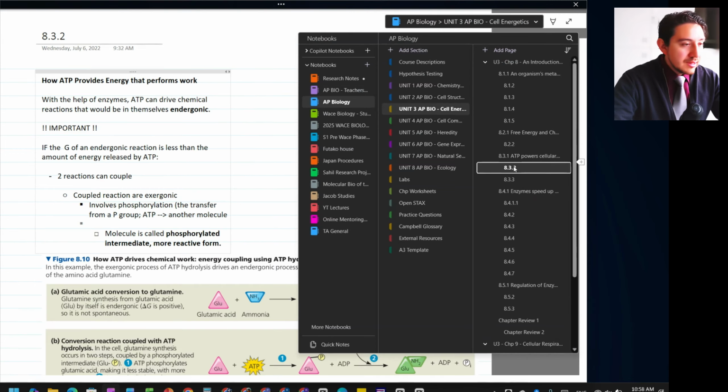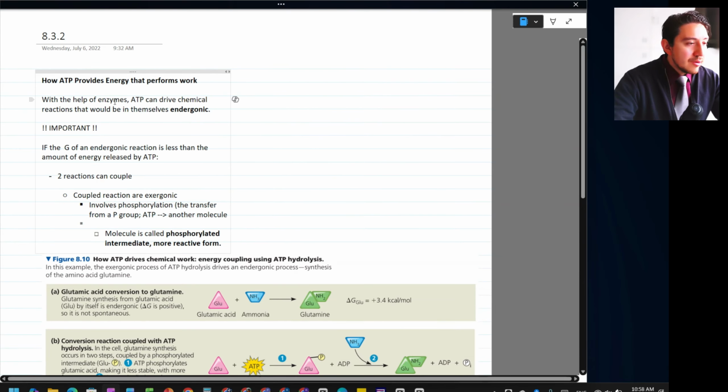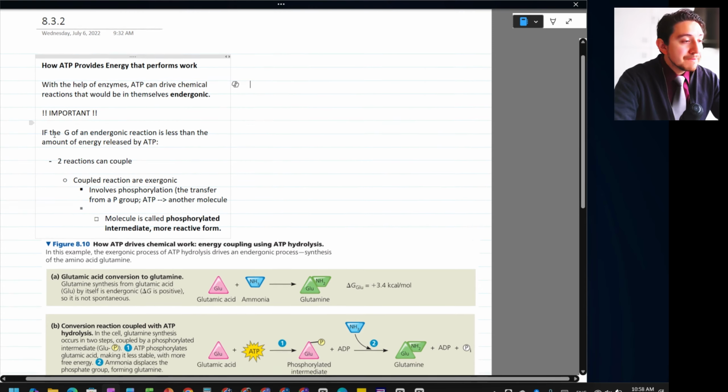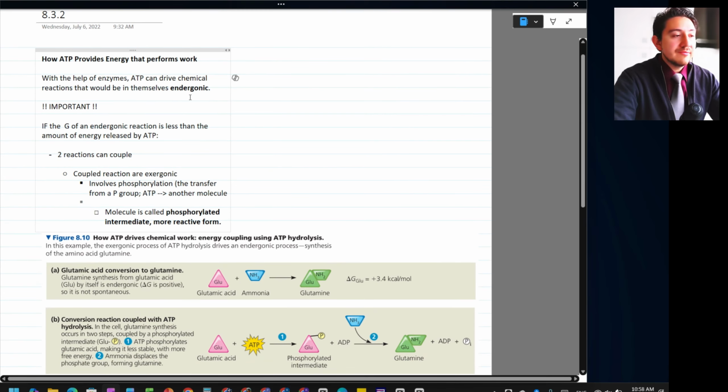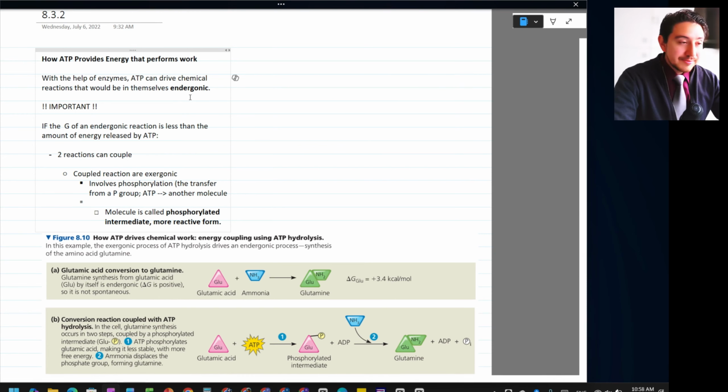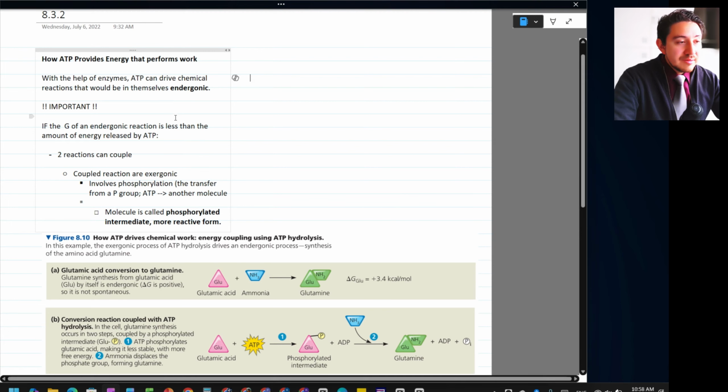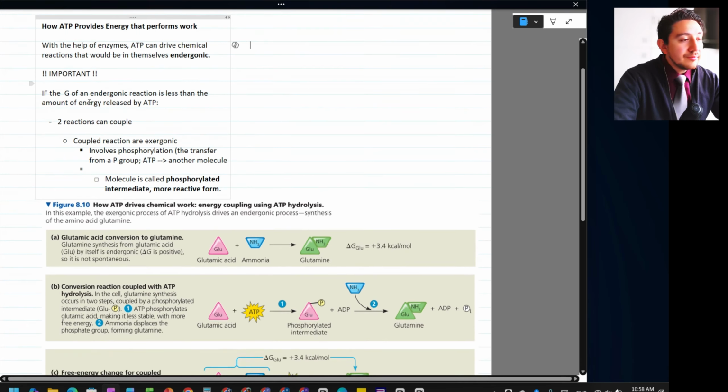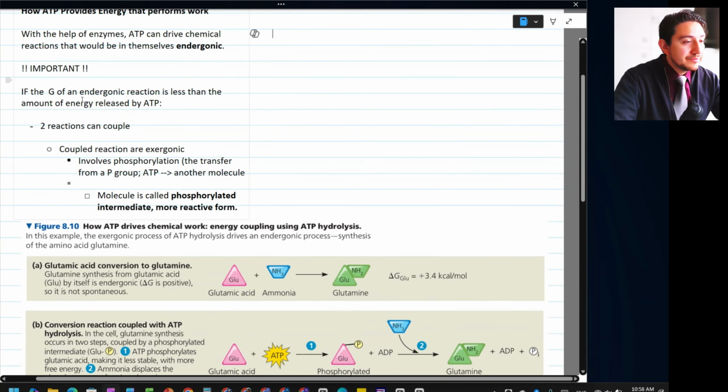So how ATP provides energy that performs work. This is a very, very important diagram that we'll see here. With the help of enzymes, ATP can drive chemical reactions that would themselves be endergonic. Themselves would be endergonic, but with the help of enzymes and with the help of ATP, these reactions can be executed better, as we're going to take a look.